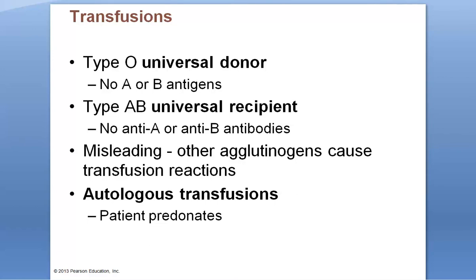And in some cases, if you happen to be a rare blood type, say an AB positive or an AB negative, that person might donate their own blood before going into surgery, and that's called an autologous transfusion, self-transfusion.